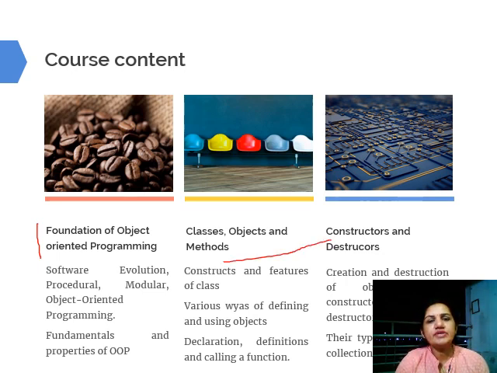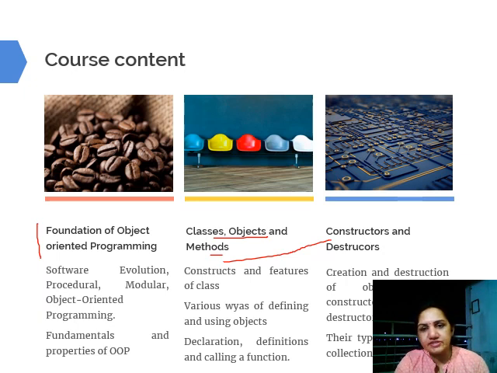In the second unit, you learn about the basic constructs called classes, objects and methods. What do you learn? You learn how to define a class, what exactly a class is, what exactly an object is, what exactly a method is, what its types are, how you implement them, and what the small details of using or defining them are.